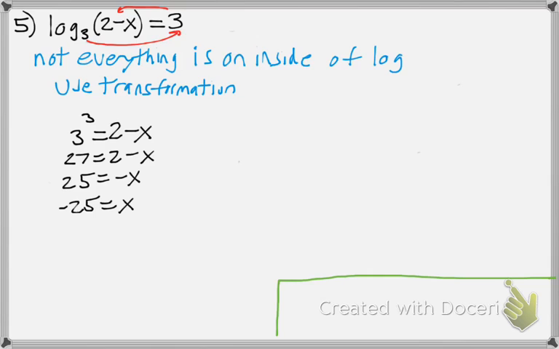Now, we do need to check this in the original because we're not allowed to have negative numbers or 0 on the inside of a logarithm. But if you look at the original, it's 2 minus x. So if you take 2 minus a negative 25, that's positive 27. So it's okay to have a positive 27 on the inside of a logarithm. So it'll be okay to have negative 25 as our answer.